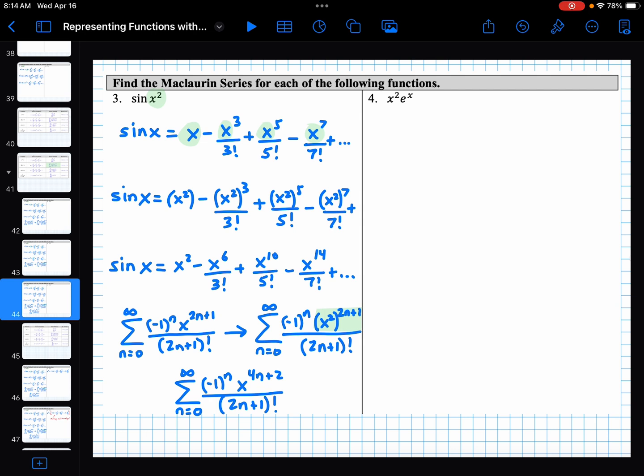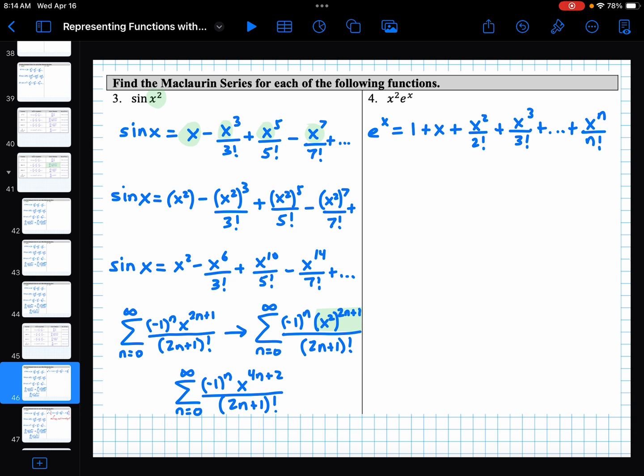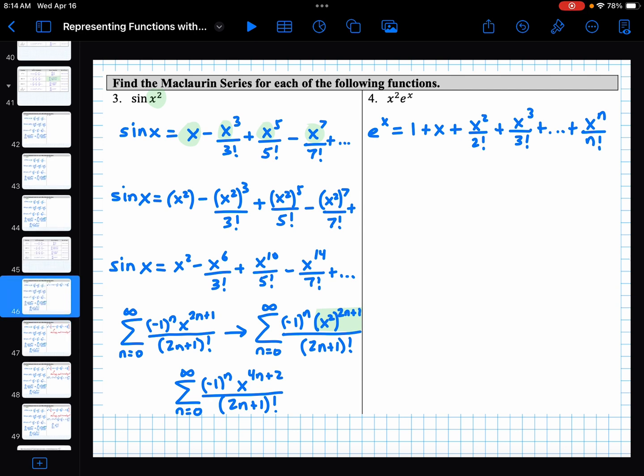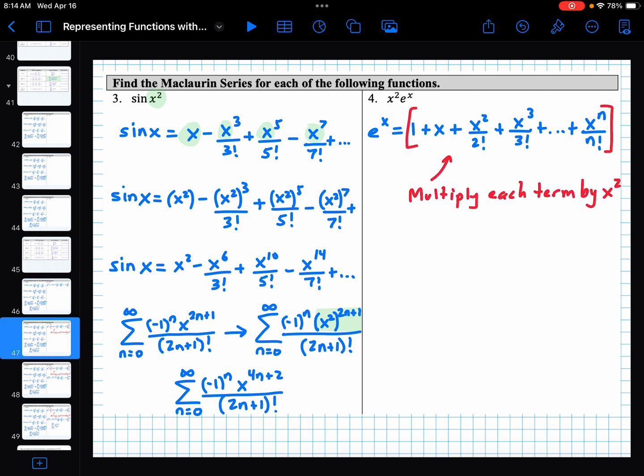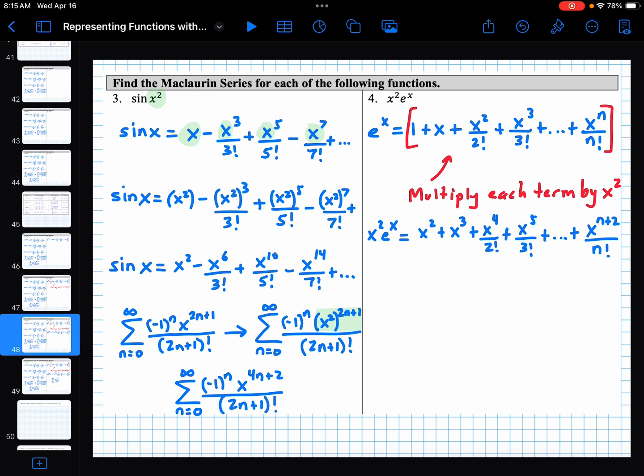All right, fairly straightforward. I'm just going to remind you of the pattern for e to the x, because that's the one we're going to use on the next problem. E to the x is one of the easier ones: 1 plus x to the first plus x squared over 2 factorial. You just keep going on and on. So there's the rule for e to the x, including the nth term, x to the nth over n factorial. And the only thing we have to do here is multiply every single one of the terms in the expansion for e to the x by x squared, because the function is the product of x squared and e to the x. We're going to get something that looks like that.